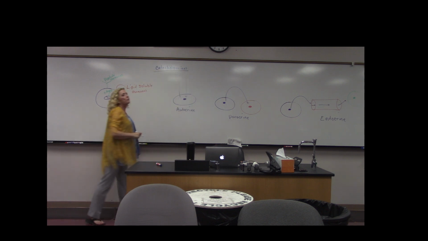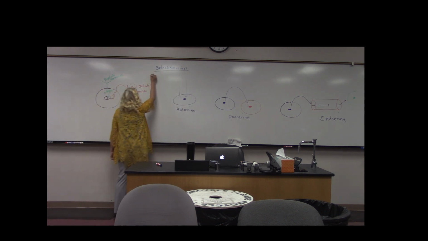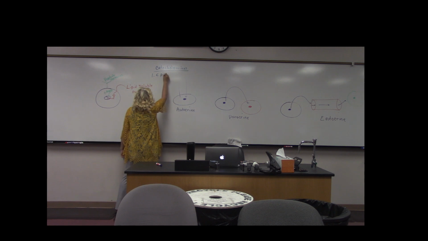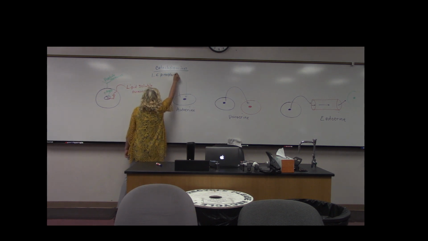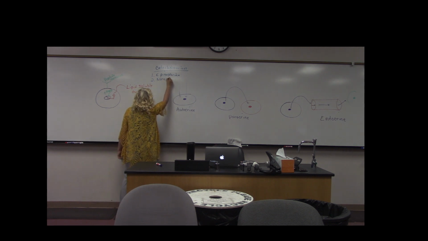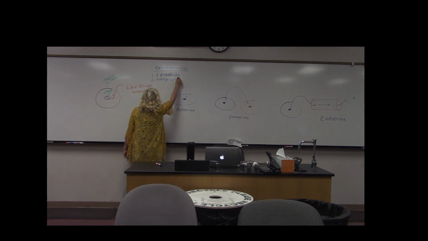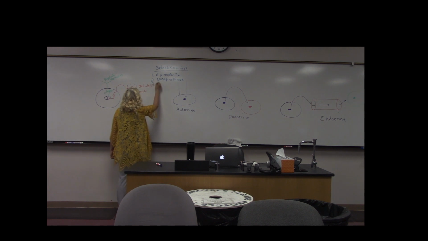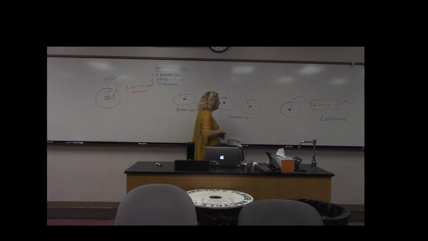Catecholamines are a group of three hormones. One is epinephrine. The second is norepinephrine. And then the third is dopamine. These are our catecholamine hormones.